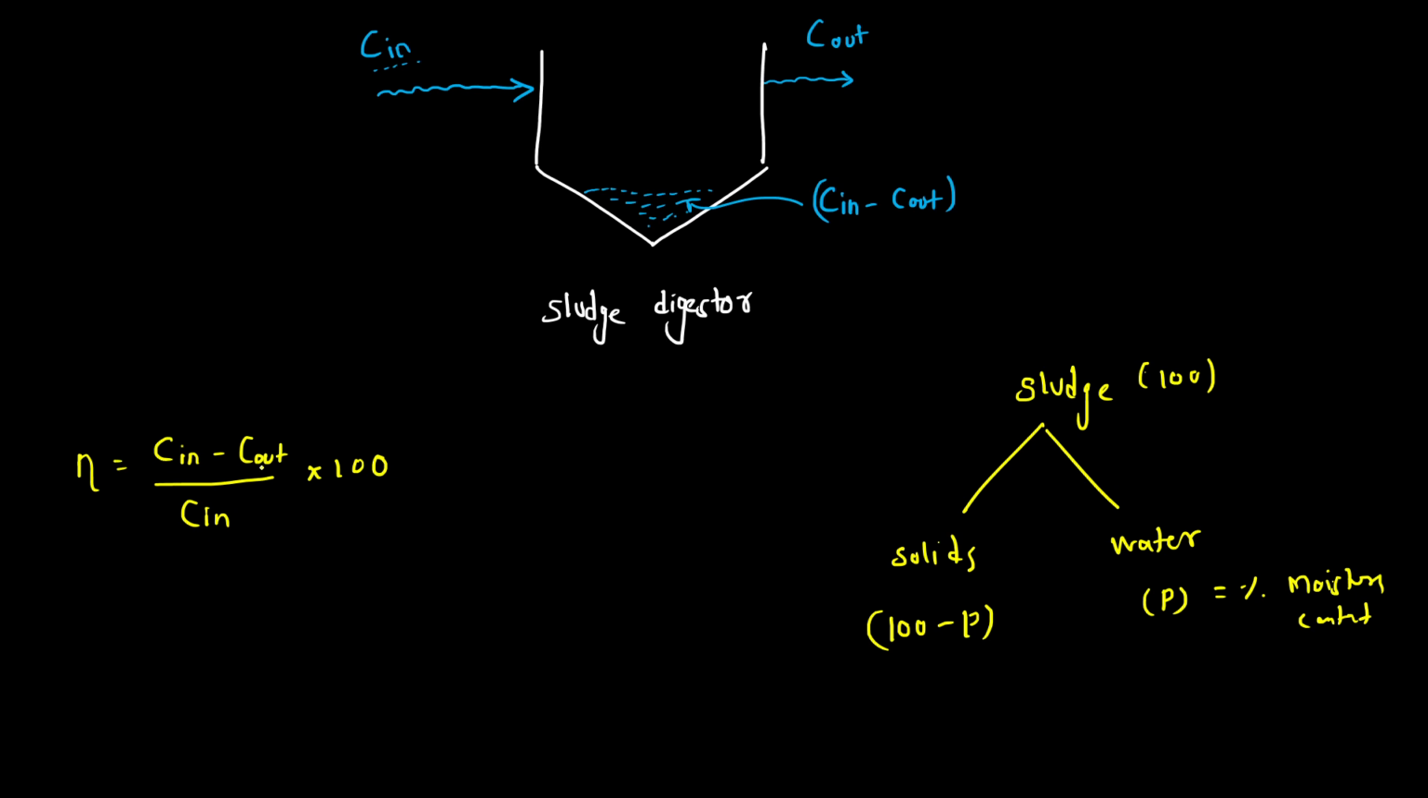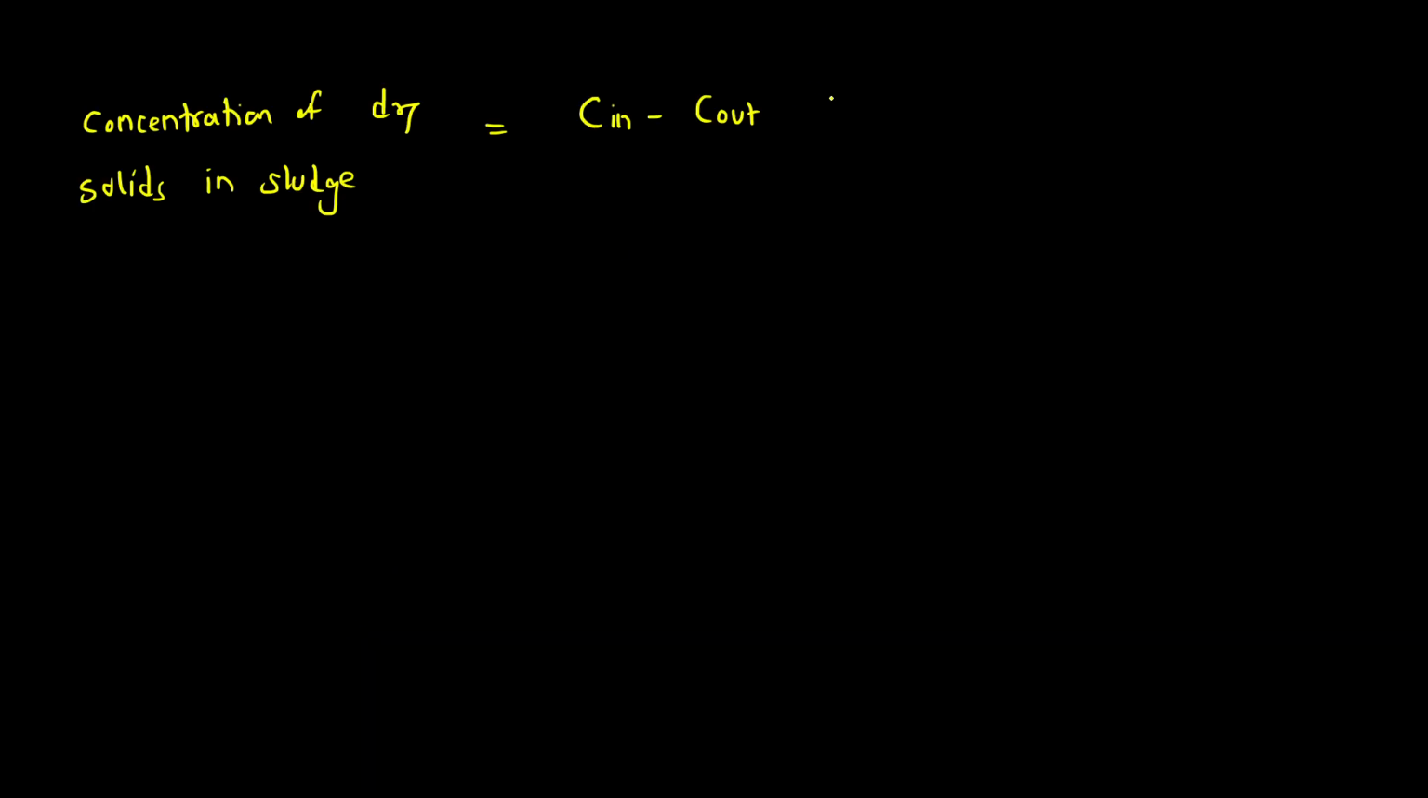Now this C in minus C out we can also write as efficiency into C in, where this eta stands for efficiency. So in this formula, instead of C in minus C out, we can write efficiency into C in. Okay, so this is the first one, concentration of dry solids in sludge.